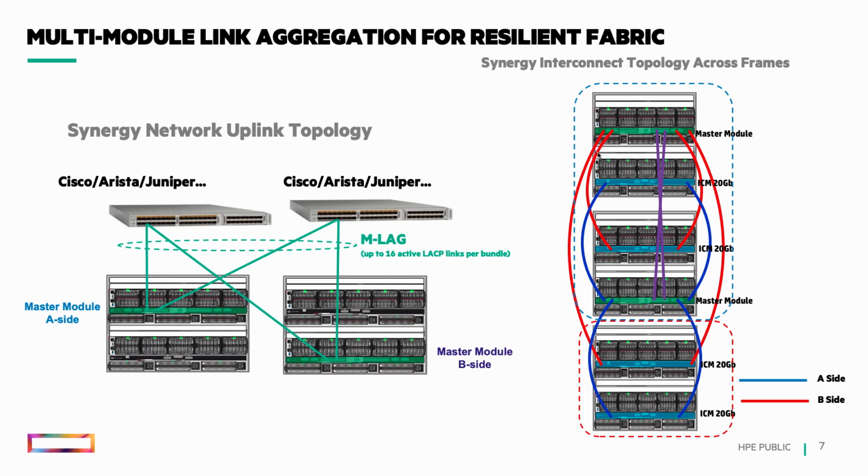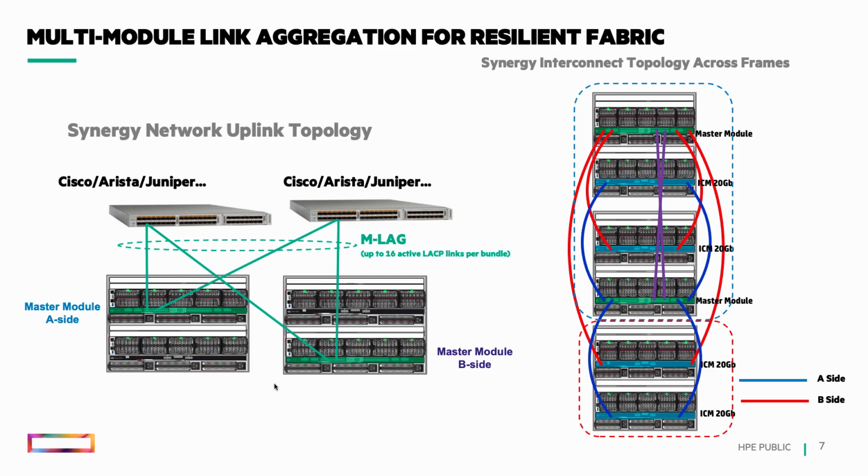We can stack multiple Synergy frames together, and we have A side and B side. The A side goes to the A side of the NIC on one or multiple individual servers, and the B side blue connection goes to the B side of the NIC, for high redundancy. On the right side, the blue, purple and red cables follow the Synergy standard cabling guide. You just cable it up on day one and never change it.